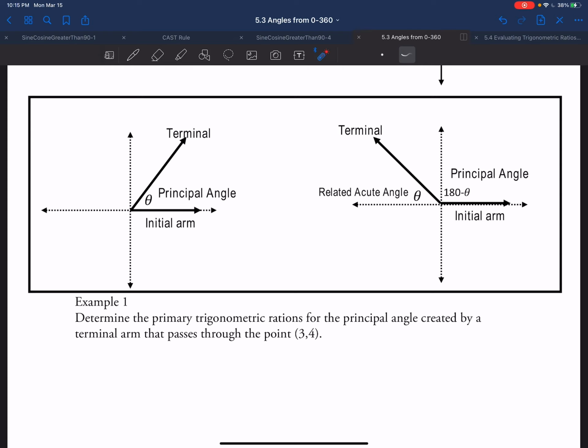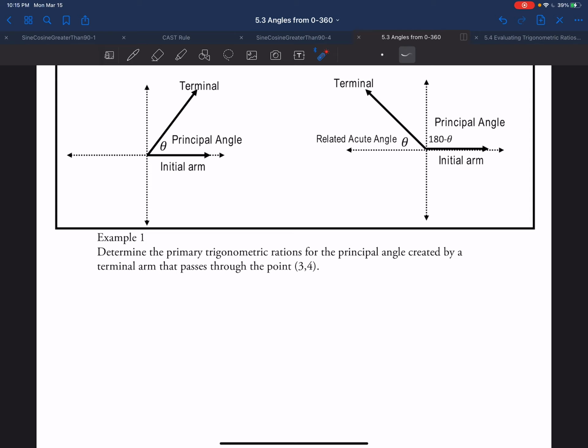In any other quadrant other than the first one, the initial arm stays there at 0. And this is the angle we're measuring, so that's the angle that's created, which is the principal angle. But what we do is we use the related acute angle. So that's the distance from the x-axis to help us figure out the ratio of the principal angle. So they're all going to have that terminology of initial arm, principal angle, and terminal arm.